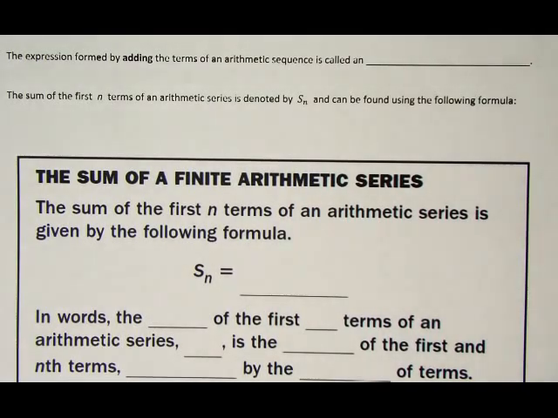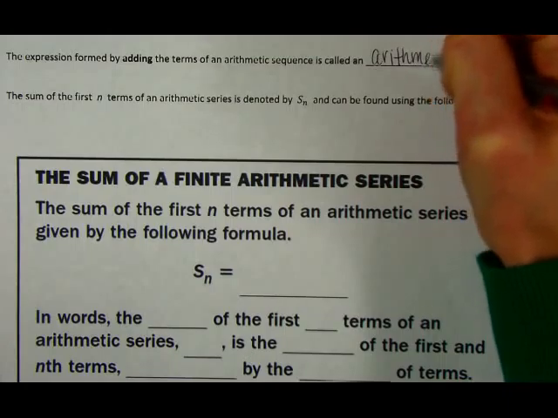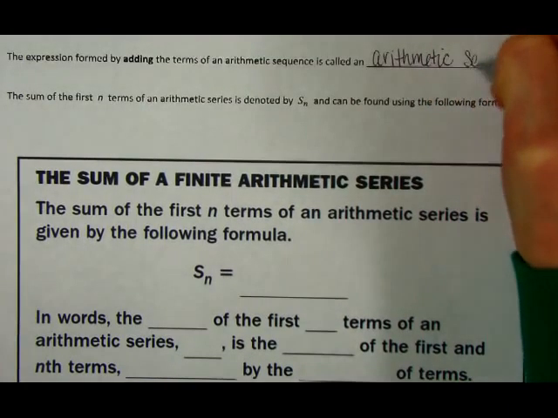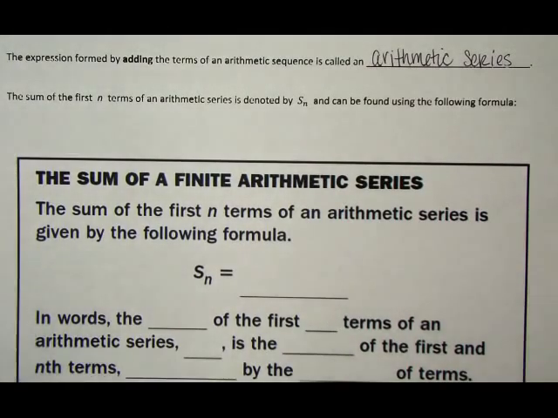Okay, so moving on, the expression formed by adding the terms of an arithmetic sequence is called an arithmetic series. And we talked in the previous lesson about how series are different than sequences, because series are taking those sequence values and adding them up. You're finding the sum. The sum of the first n terms of an arithmetic series is notated by S sub n and can be found by using the following formula.